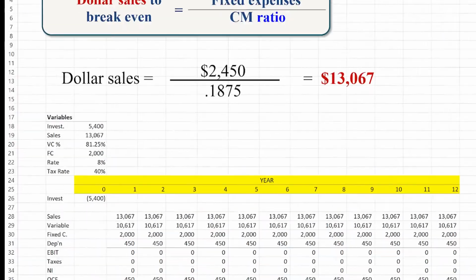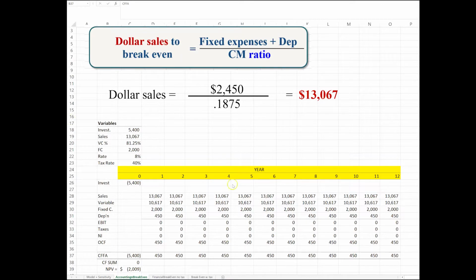So you can see what that looks like when we plug this into our Excel example. And again, you can see this in the Excel file that's posted here. There's a tab for the accounting break-even level of sales. Now let's take a look at an example using the example that we started with at the beginning of class.